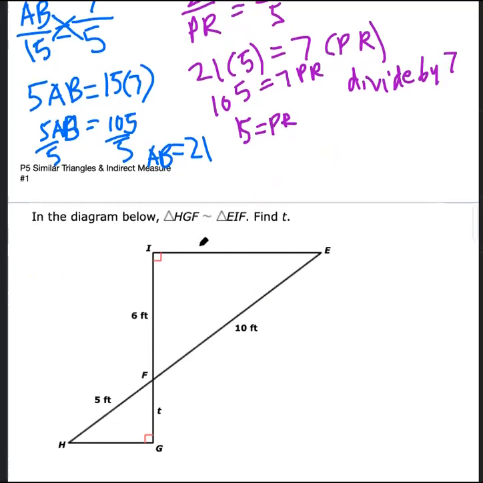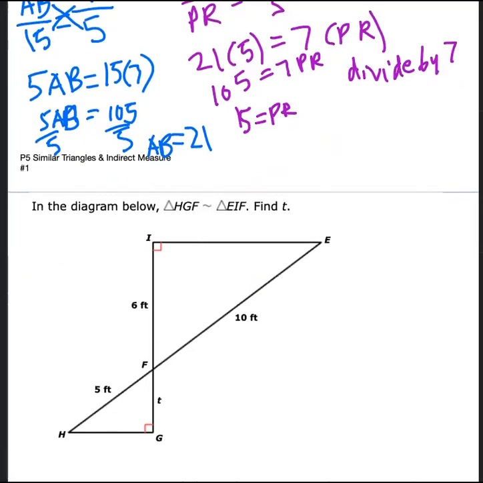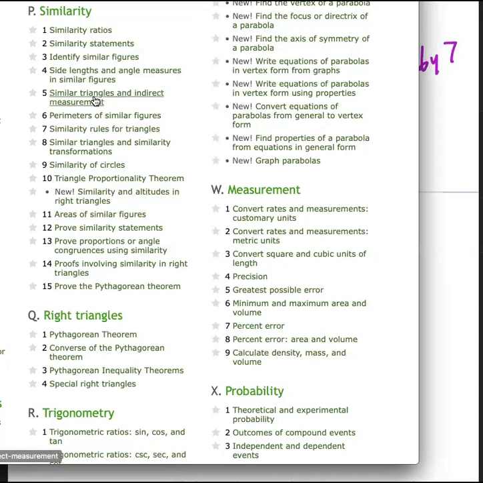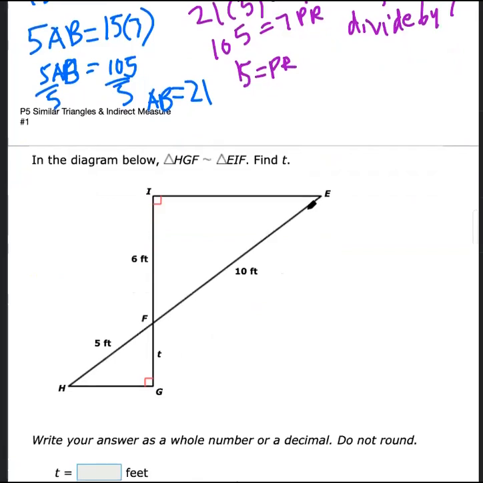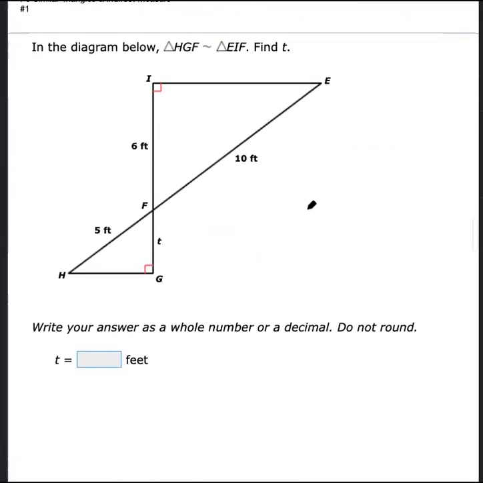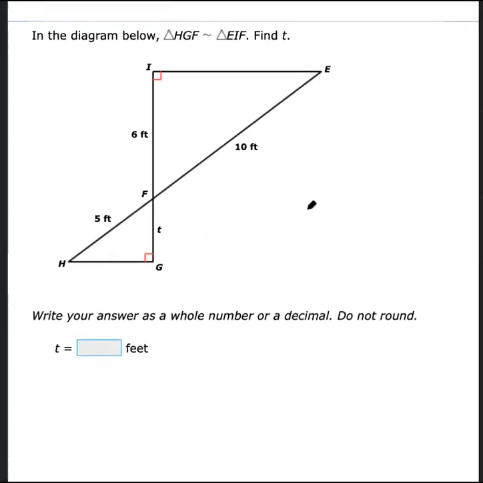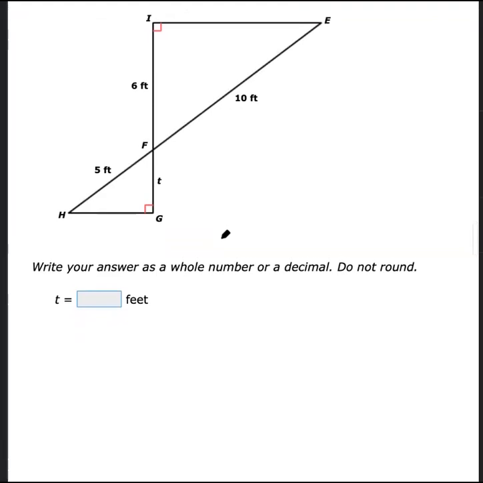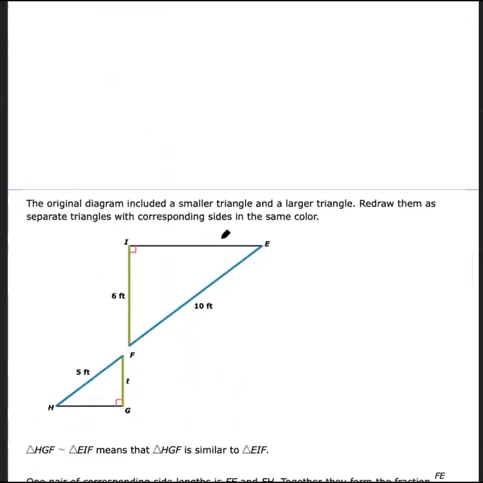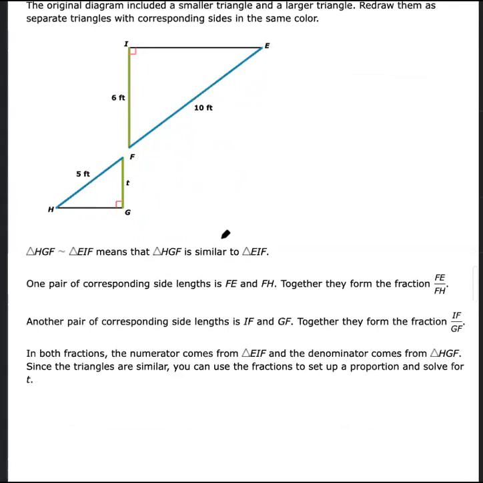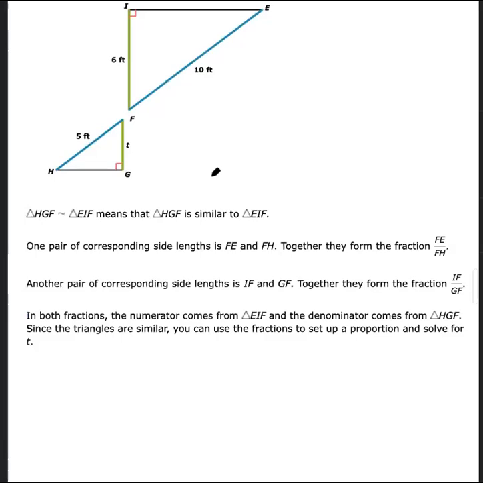Next section we're going to go to, and back to my IXL just to show you, is going to be similar triangles and indirect measures. Okay, so this one right here, we're gonna look at this first problem right there. So in the diagram below, HGF is similar to EIF, find T. So now we're gonna try to find this variable right there.